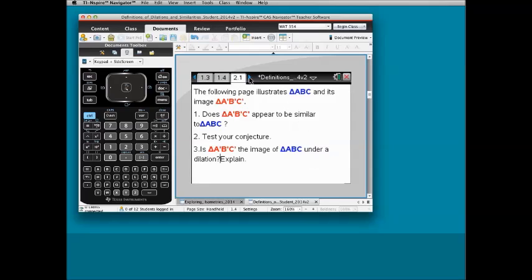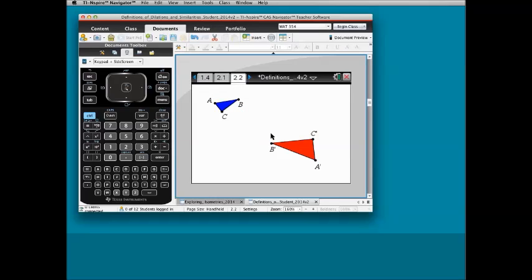Dan, we need to flip. So let's take a look at a page here, and we have triangle ABC and its image A prime, B prime, C prime. And we'll ask everybody to type into the chat whether or not A prime, B prime, C prime appears to be similar to ABC. So if you're looking at, does the red triangle appear to be similar to ABC? Okay. So now let me ask a question. Is triangle A prime, B prime, C prime the image of ABC under a dilation?